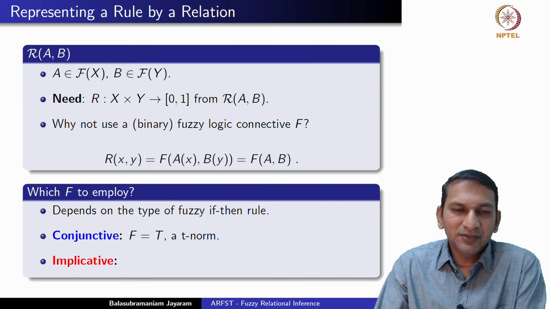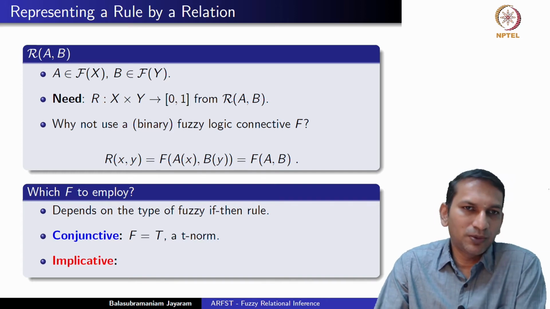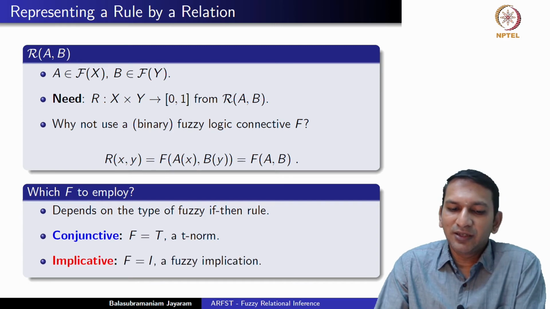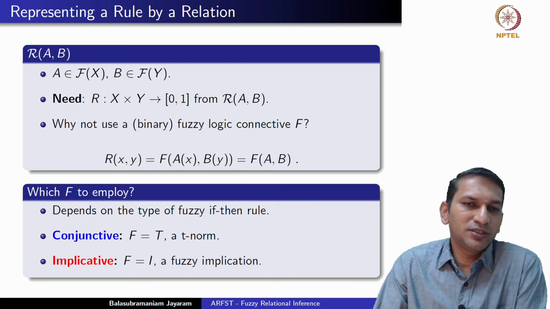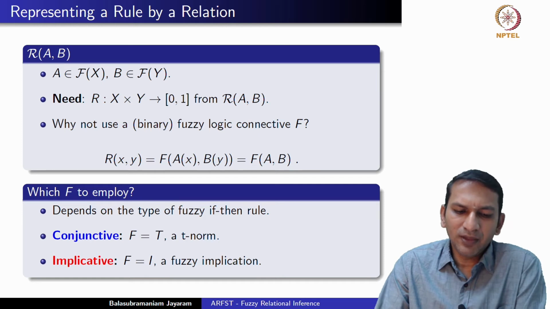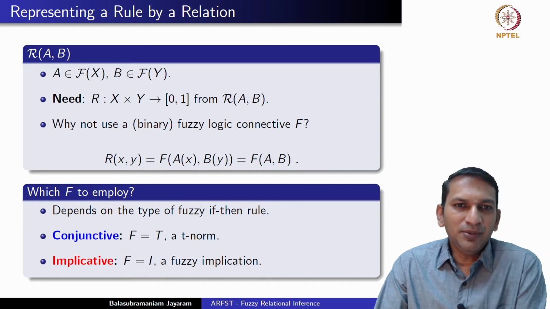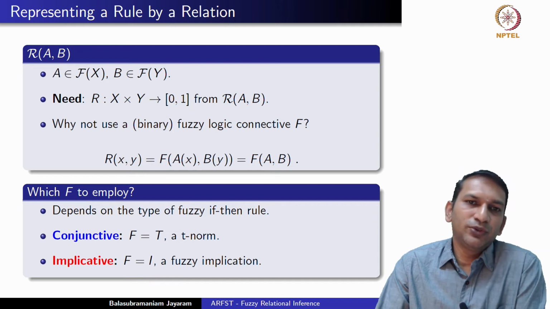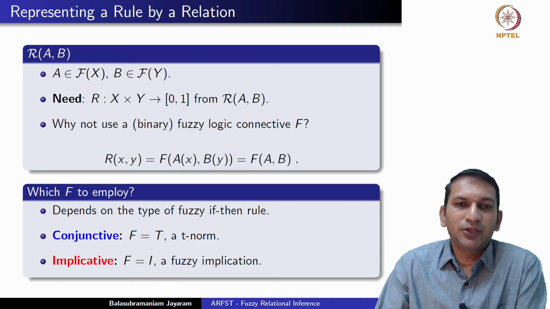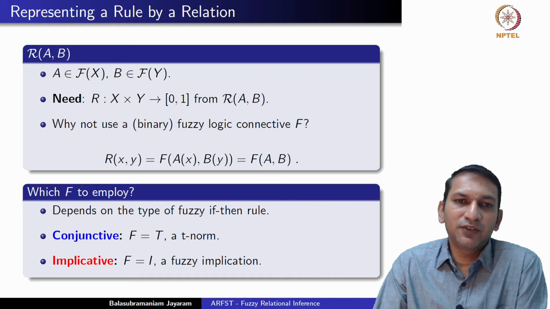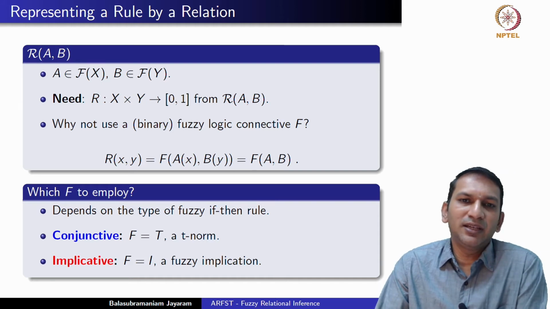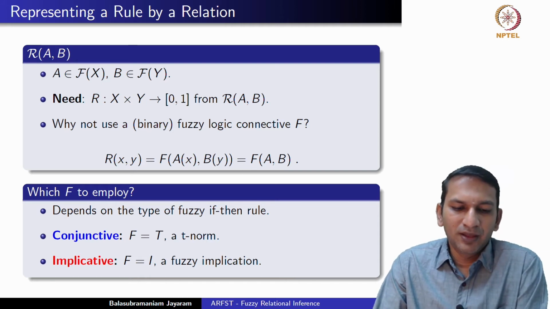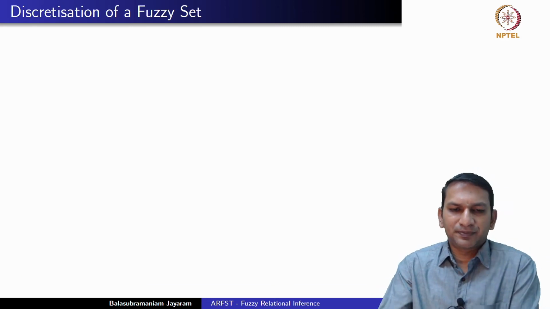If it is implicative, that means necessity kind of rules, which preclude some possibilities, then obviously implication is the choice that you can think of. So the information contained in the rule decides for you what kind of an operation you can use, which fuzzy logic connective you can use to actually build the relation from the corresponding rule. Let's look at some examples.